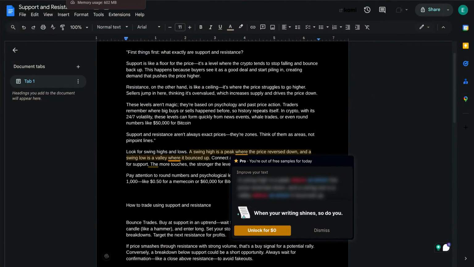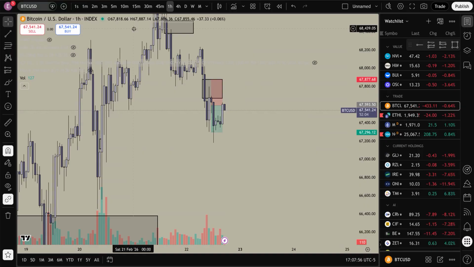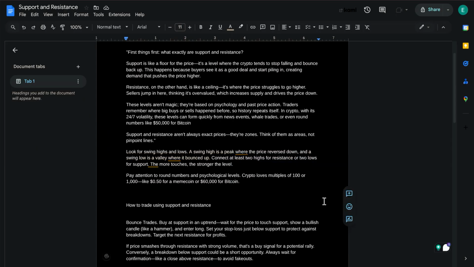In today's video, I'll be showing you how I use support and resistance. In this video, I'll mainly be showing crypto, but this can also work for other assets like stocks, bonds, whatever. Alright, so first, let's get into it.